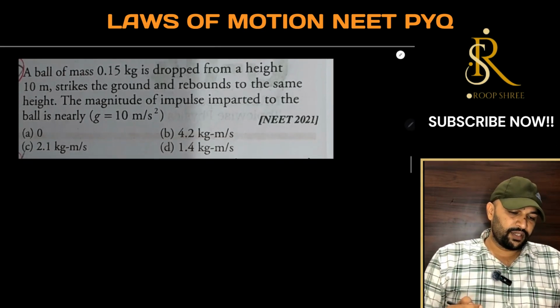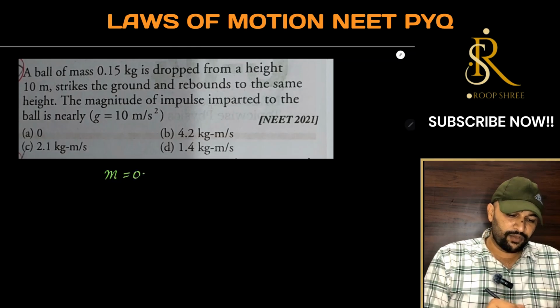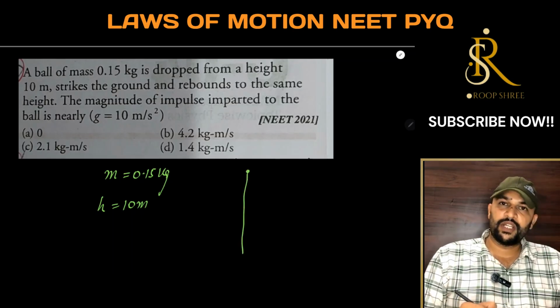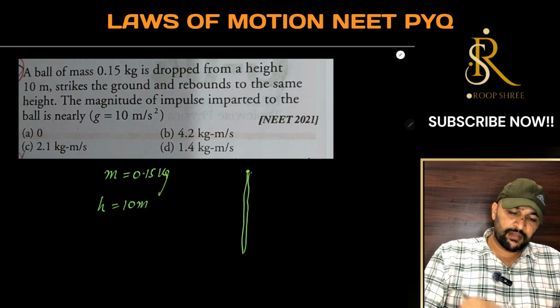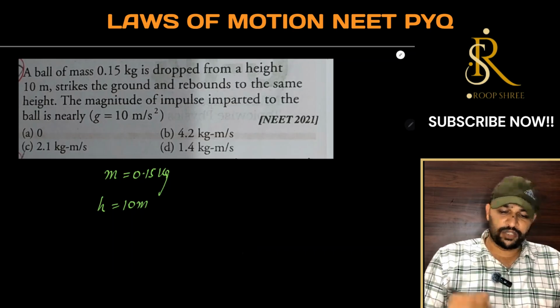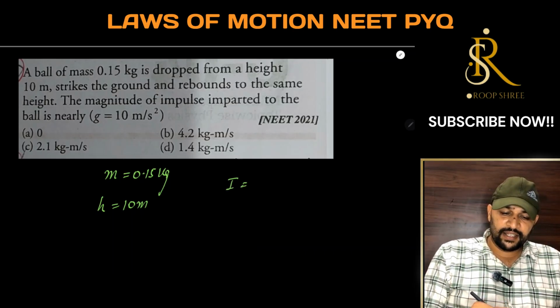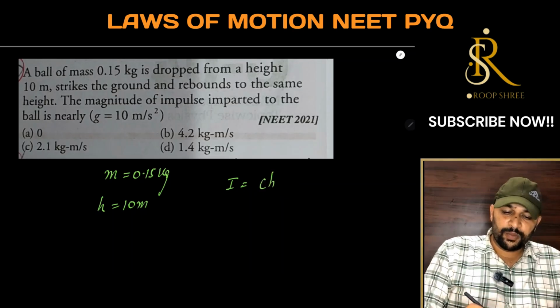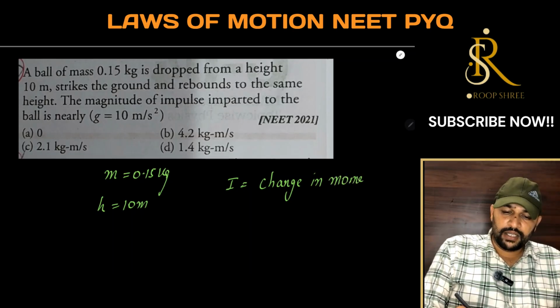Okay, so next question says, a ball of mass here 0.15 kg, is dropped from a height h equal to 10 meter, strikes the ground and rebounds to the same height. So let's say this is a ball, it is falling down from here, and it goes back to the same height as per the problem. The magnitude of impulse imparted to the ball is how much? Clear? Now impulse I is nothing but integration of force into time, right? When the function is given. Otherwise, it is the change in momentum. So if we figure out the change in momentum, that will be the impulse imparted here.